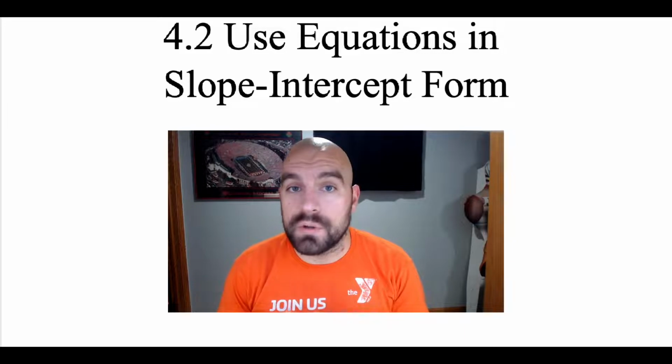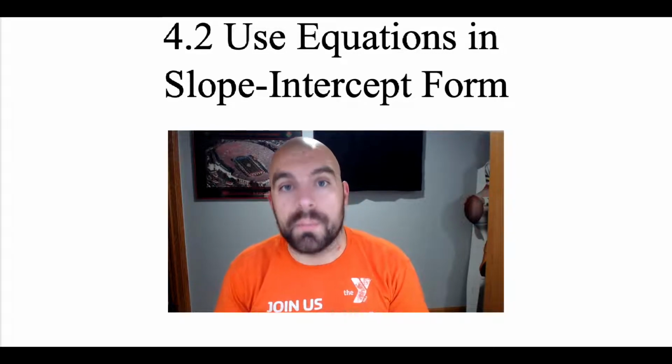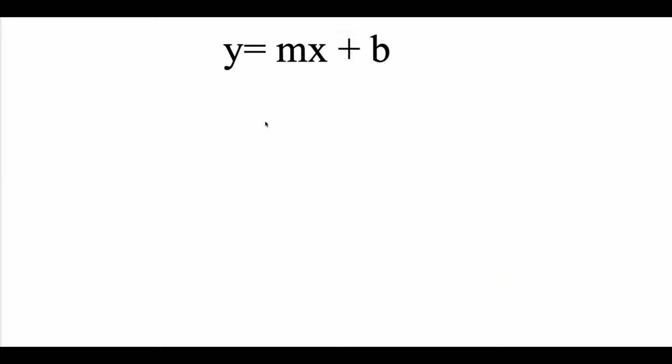In this video, we're going to focus on using equations in slope-intercept form. So when we're talking about an equation being written in slope-intercept form, we're talking about this y equals mx plus b. And the reason why it's called slope-intercept form is because it tells you what the slope of your line is, and it also tells you what the y-intercept is. In this slope-intercept form, m represents the slope of your line, and the b value on the end, that represents your y-intercept.